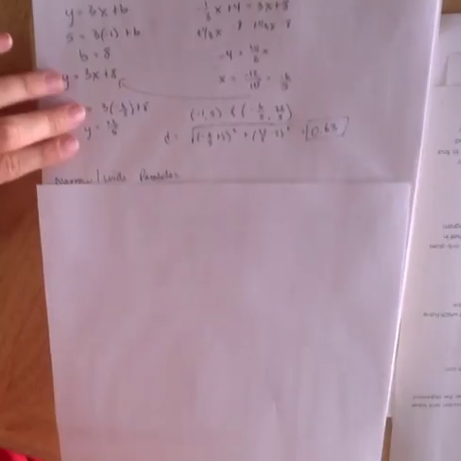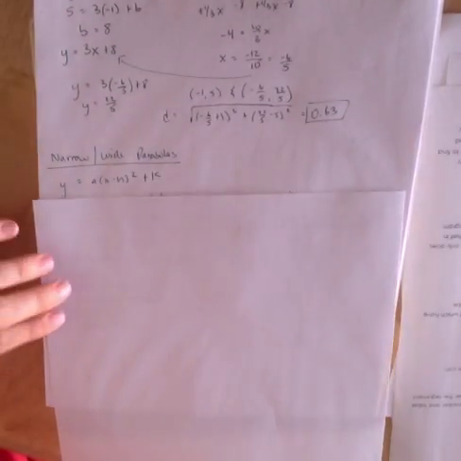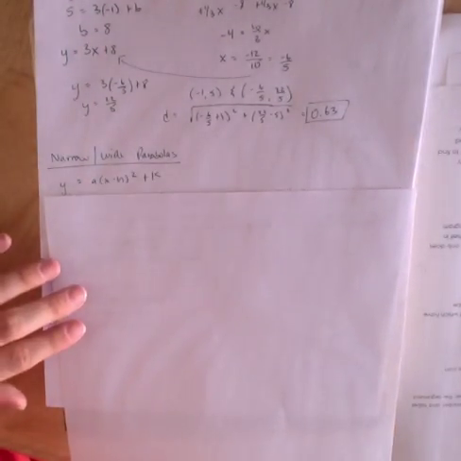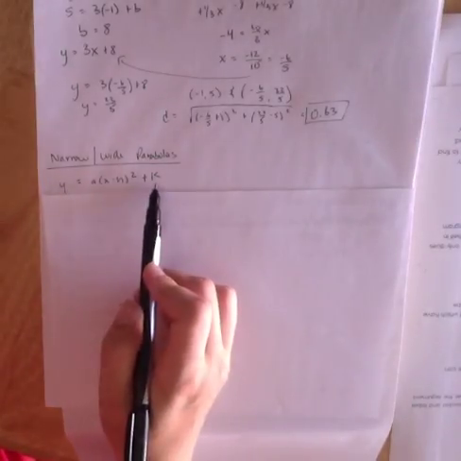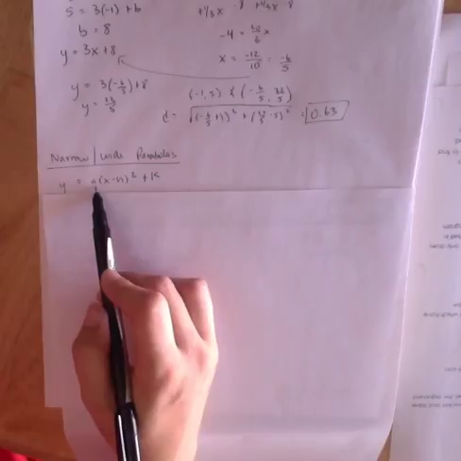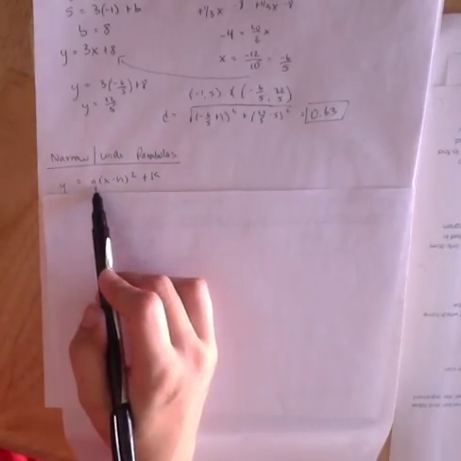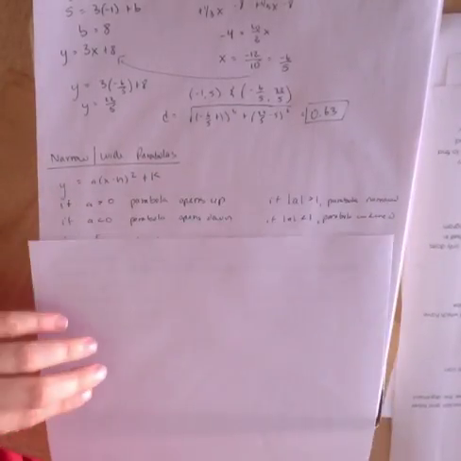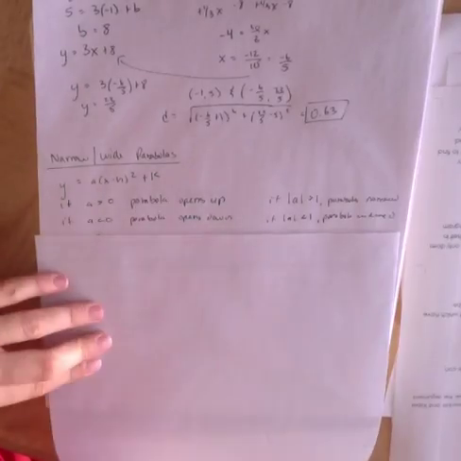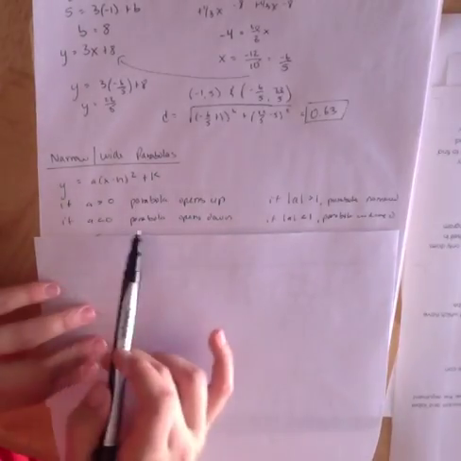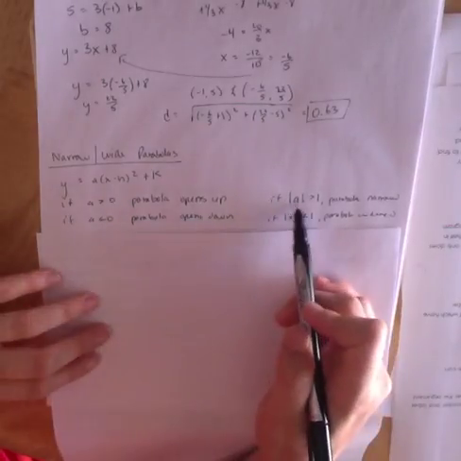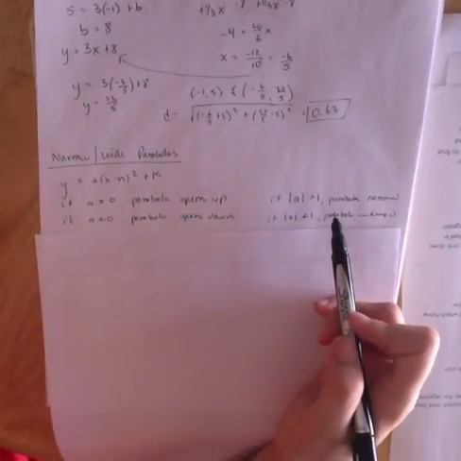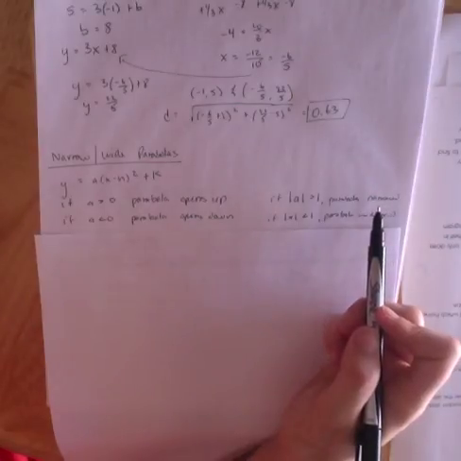Now let's talk about parabolas, narrow and wide parabolas. So we have talked about vertex form of a parabola before, y equals a times (x minus h) squared plus k. And now we're going to have this a coefficient. Now what a does is if a is greater than 0, our parabola opens up. A is less than 0, negative, our parabola opens down. If the absolute value of a is greater than 1, then our parabola is narrowed.